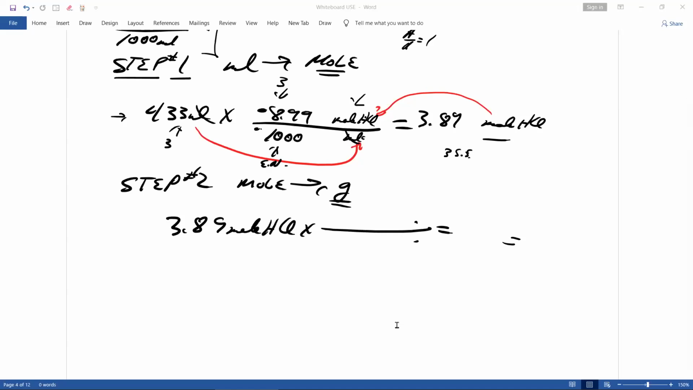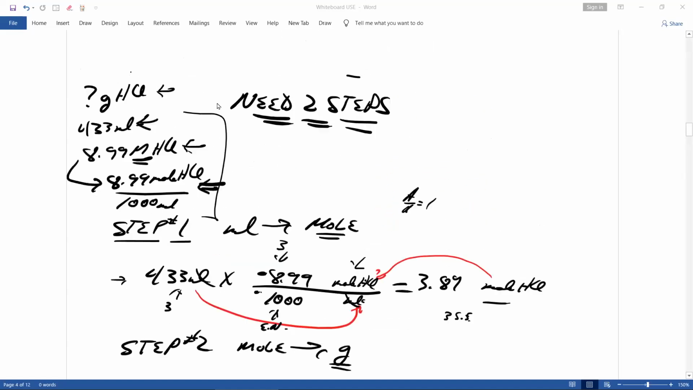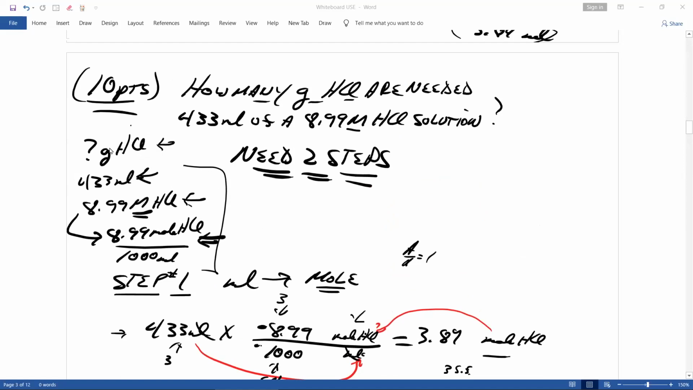I'm not asking you to put in numbers, just what units you are trying to get your answer in, and what goes in that ratio. Let me help you out. Remember, what are we trying to ultimately get to? Grams of HCl.